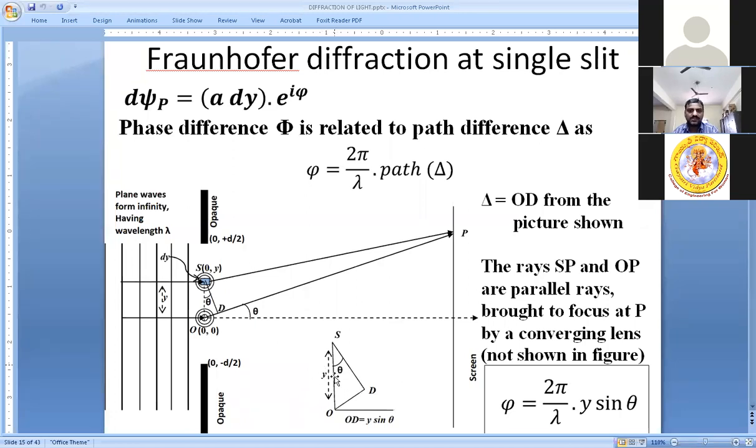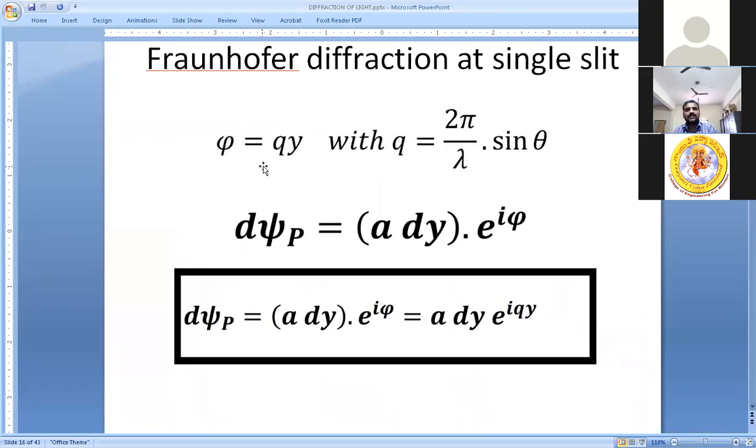Based on this right angle triangle, you can simply calculate OD from sine theta, because if you consider sine theta here, it is opposite side divided by hypotenuse. The hypotenuse is OS, which is y, and the opposite side is OD. Obviously, OD will be equal to y sine theta. So this is the expression for the path difference created between the two rays. In the next slide, I have combined both of them, and here I stopped yesterday.